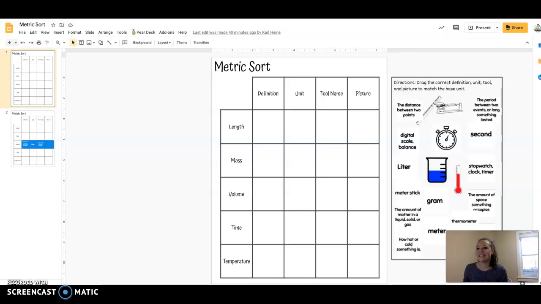Good morning, sixth graders. We are going to look at our metric sort for today. So we are going to start reviewing some of the things that we've been learning about for the past week and a half, 2 weeks.